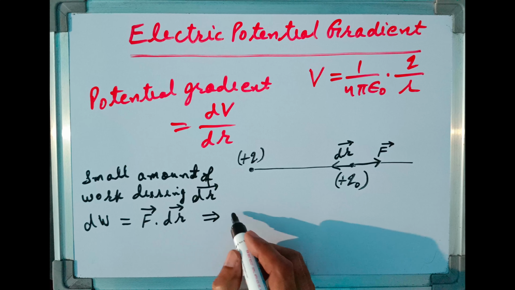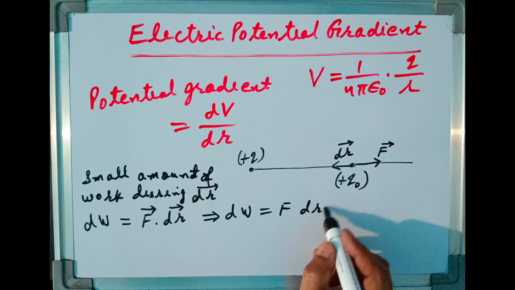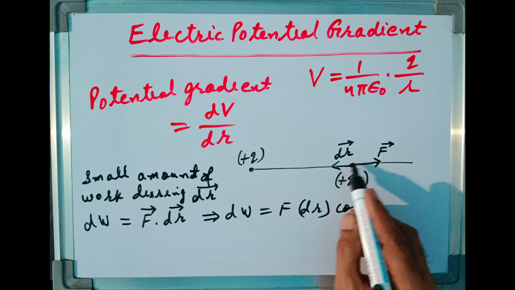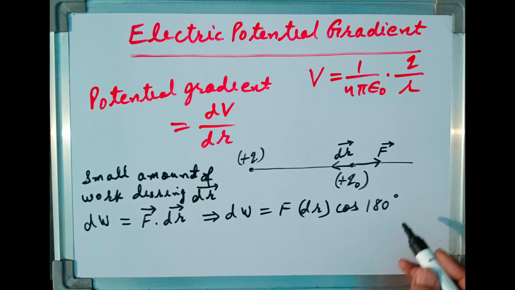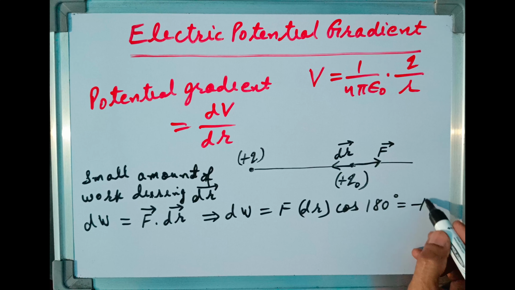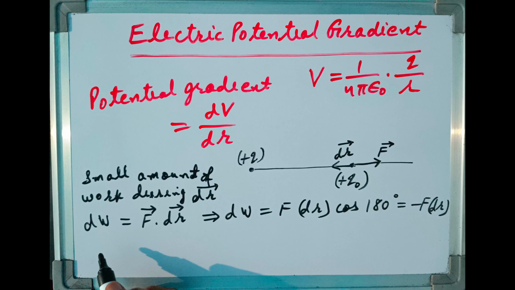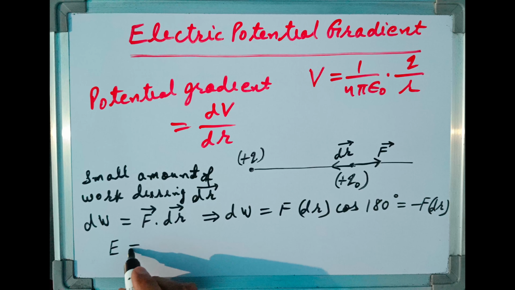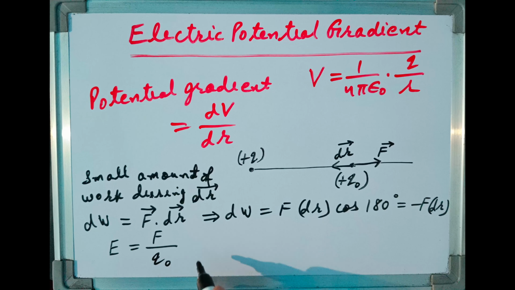It can be simplified to write dw equal to F dr cos of the angle between F vector and dr. It is clear from this figure, the angle between these two is 180 degrees. Cos 180 degrees is minus 1, so I can write minus F dr as the answer for the small amount of work done. Now by definition of electric field, we know electric field is defined as force per unit test charge.